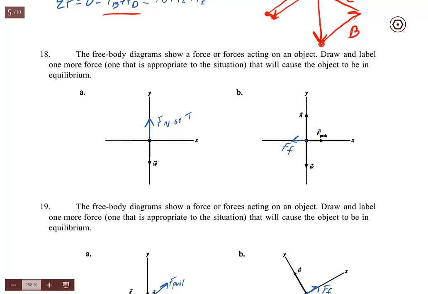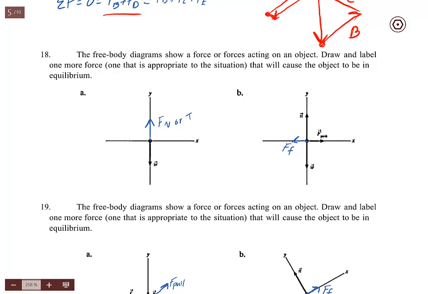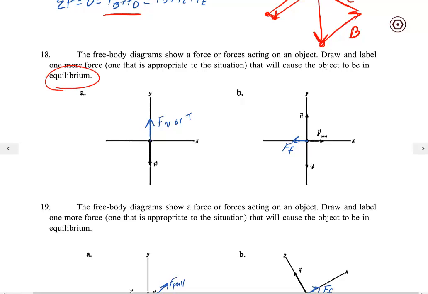For number 18, it says the free body diagrams show a force or forces acting on an object. Draw and label one or more forces that will cause the object to again be in equilibrium. So if there's weight down, then we need a normal force or a tension force or some force up that's equal and opposite to that, so that the net force in the y direction would be 0.